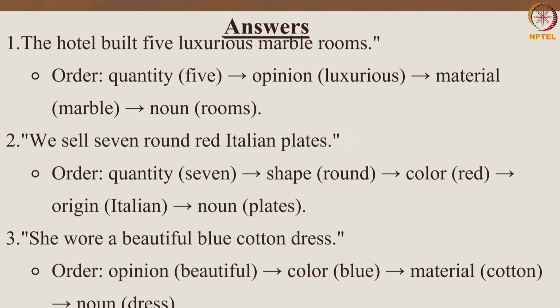Second, we sell 7 round red Italian plates. Order should be quantity 7, shape round, color red, origin Italian, and noun plates. So we sell 7 round red Italian plates. 3. She wore a beautiful blue cotton dress. That is the answer. Order, opinion beautiful, color blue, material cotton, noun dress.